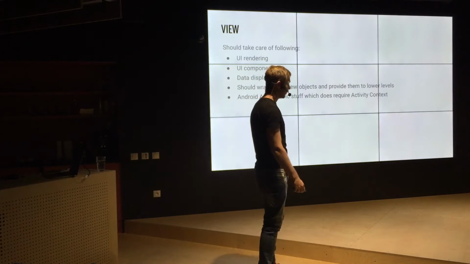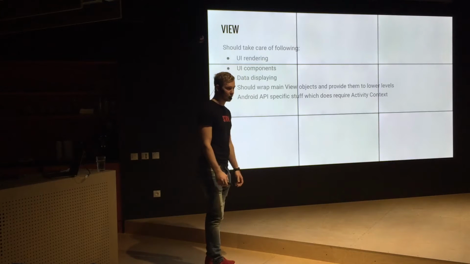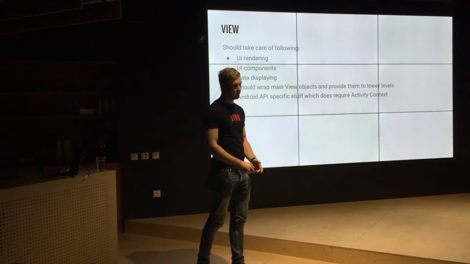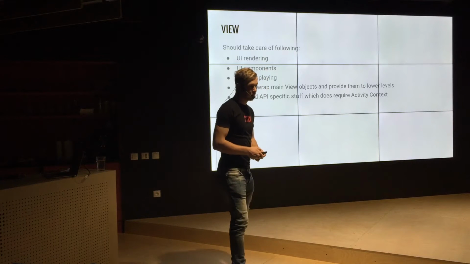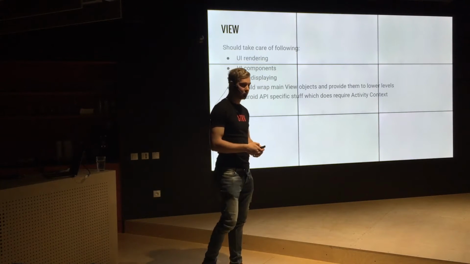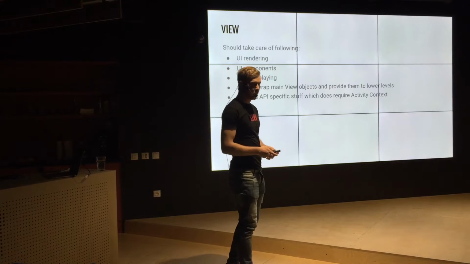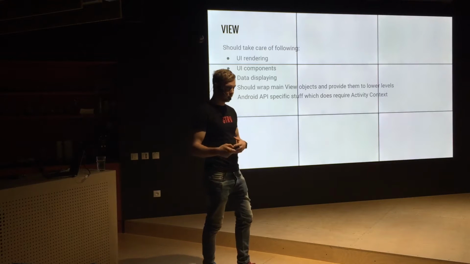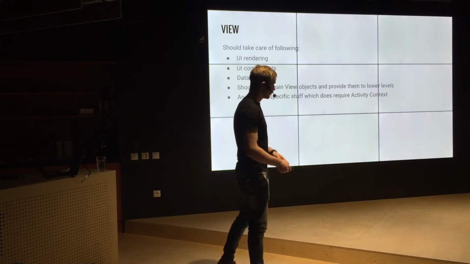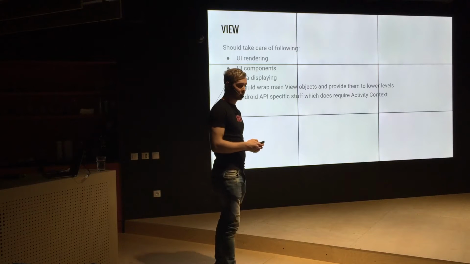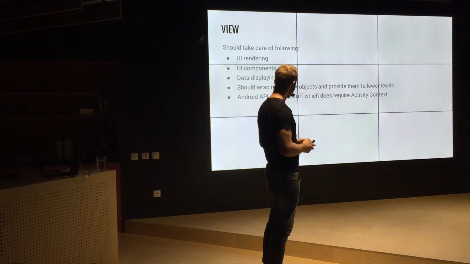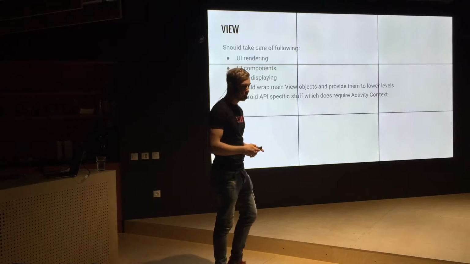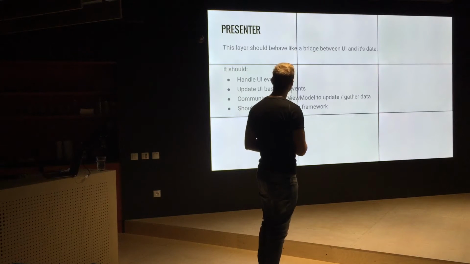So, the view. The view is basically right now an activity or fragment. It should take care of UI rendering, UI components, and all the Android API stuff like creating menus and handling permissions. You can also pass these things to the presenter to be handled there via the view model, but it depends on how you implement it. It should wrap main view objects like context, activity context, binding, and so on, and pass them into the lower levels.